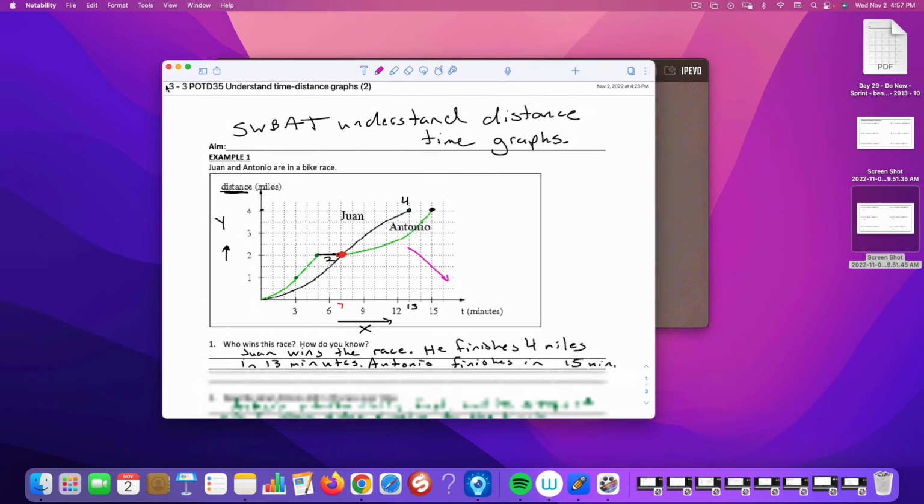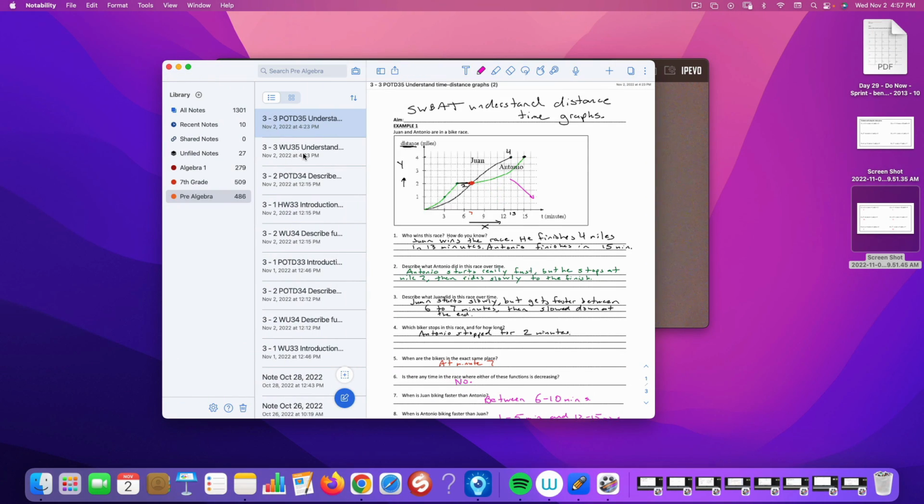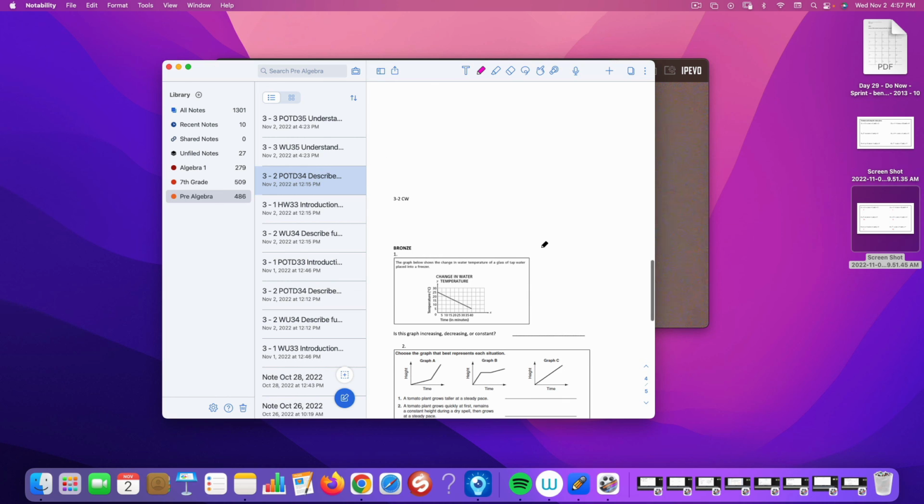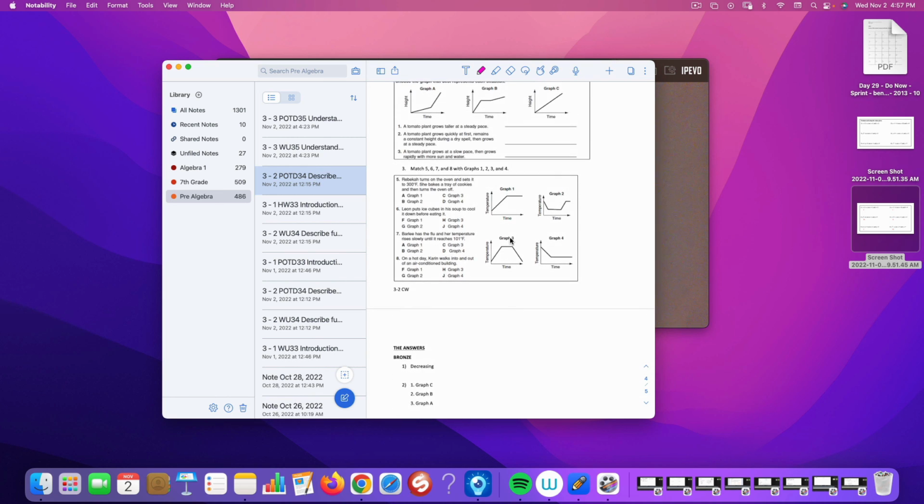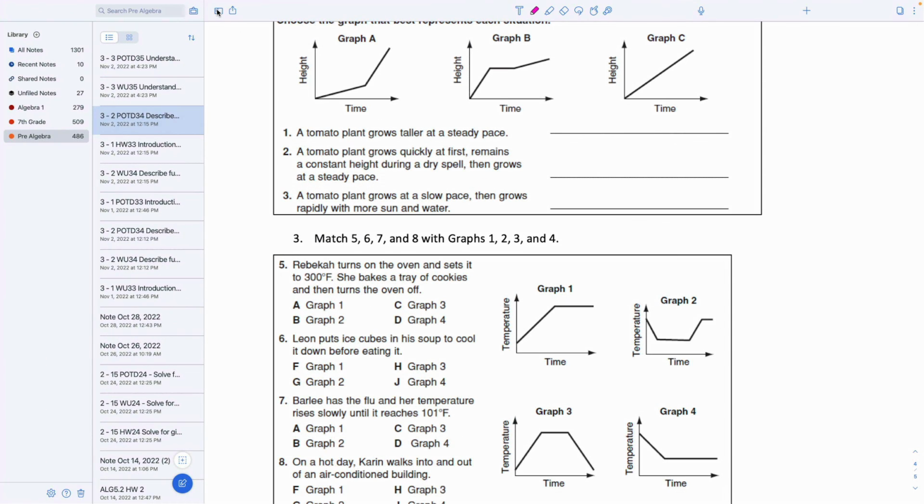Before picking up homework, I want you to go back to 3-2 and work on the bronze from yesterday. We did not finish bronze. Go ahead and work on that before homework. If you finish bronze from both 3-2 and 3-3, pick up a homework page and you can get that started.